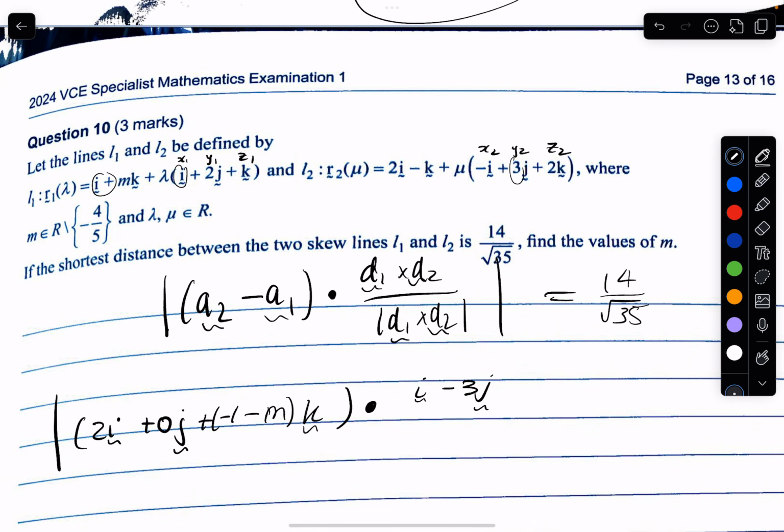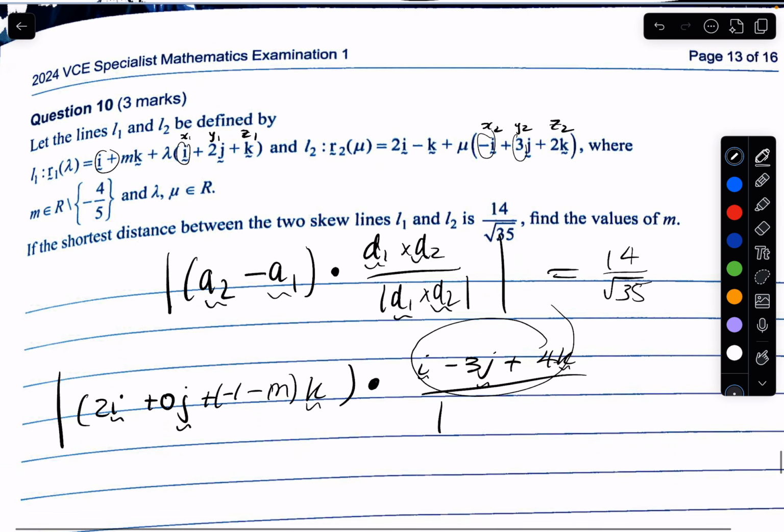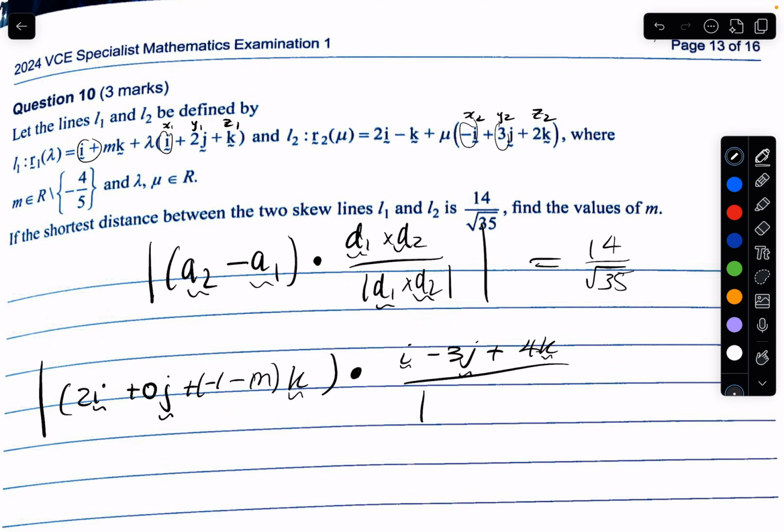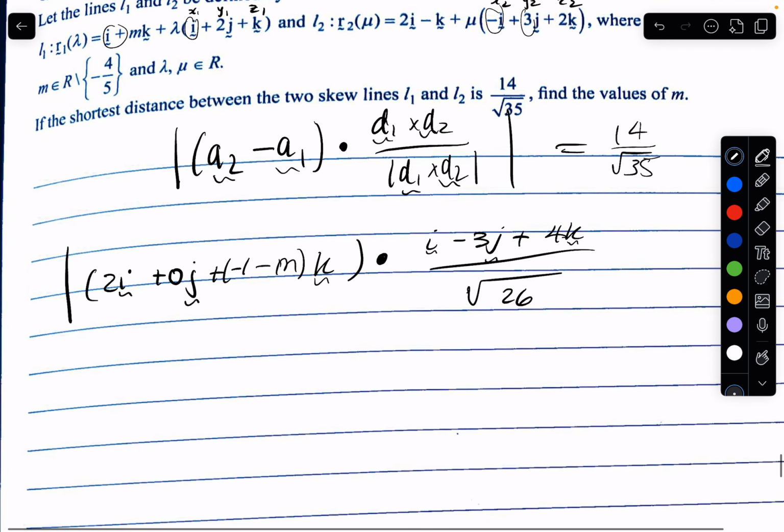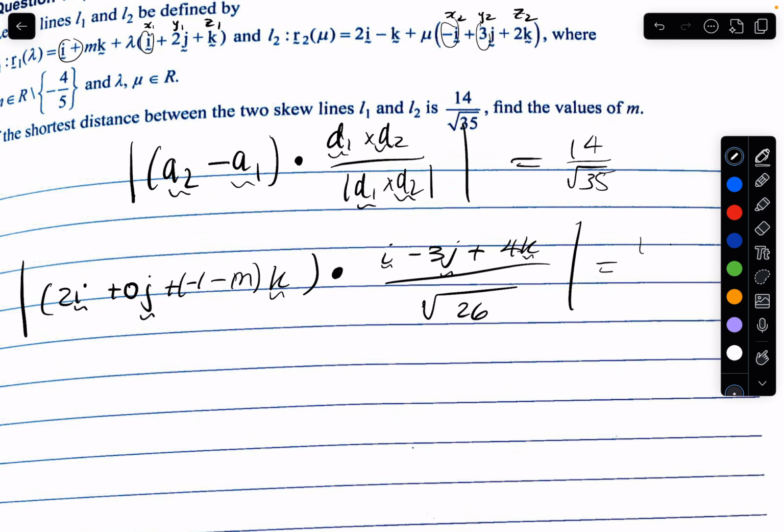And then plus x1, y2, so x1 is 1, y2 is 3, and then minus x2, y1, -1 times 1, so plus 1, so 4k over the magnitude of this, which is square root 1 plus 9 is 10 plus 4 plus 16 is 26. And that should be equal to 14 on root 35.